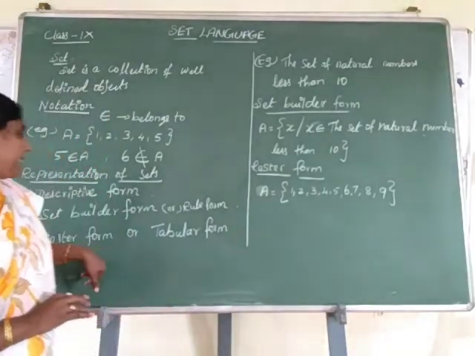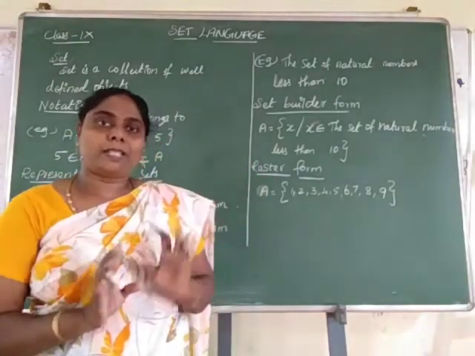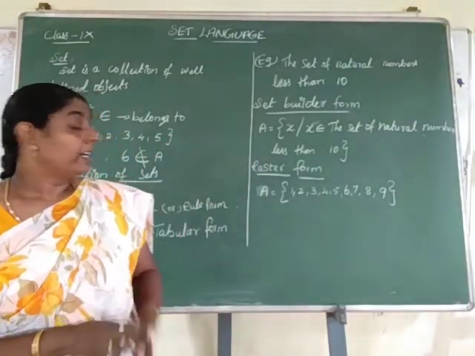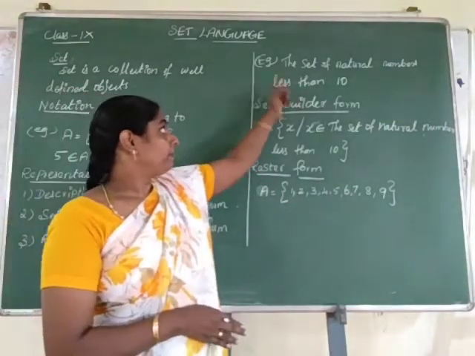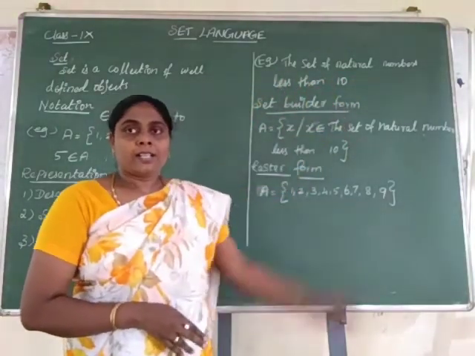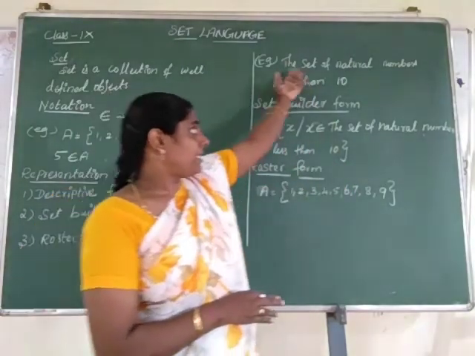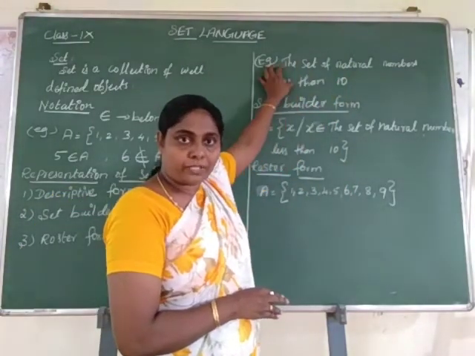Next one, roster form. Roster form means the full form of the set in order. Okay? Now go through this example. The set of all natural numbers less than 10. So the given example is in descriptive form. Okay? Because it is in a statement, so it is in descriptive form.